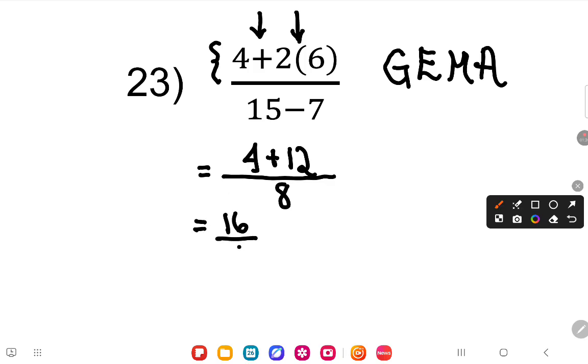I get 16 divided by 8. And now, lovely, you're not really dealing with a fraction at all because 16 divides perfectly by 8. 16 divided by 8 is 2. Much simpler than it looked.